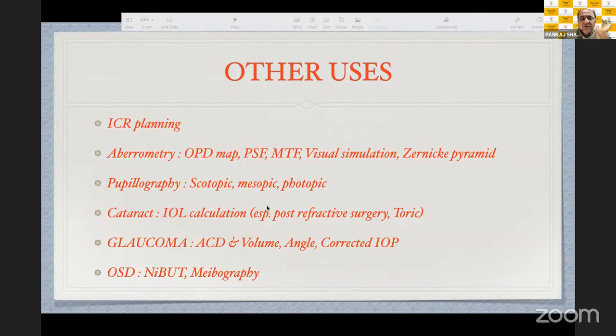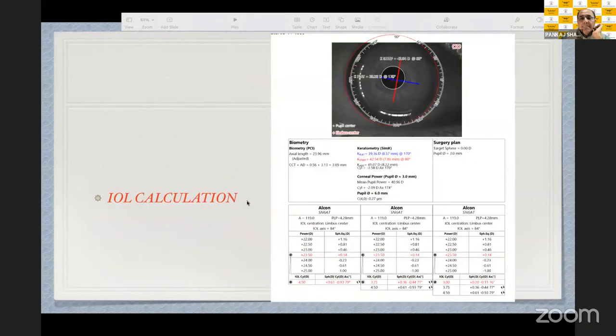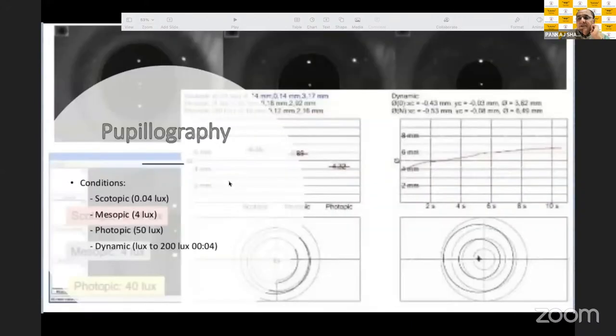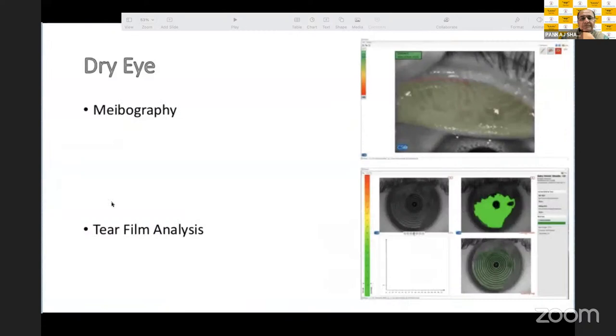Then IOL calculation, it has all the formulas for post-refractive surgery, toric IOLs. Glaucoma, it can calculate the anterior chamber depth, volume, angle, corrected IOP, and also the ocular surface, non-invasive BUT, and meibography. So IOL calculation, I don't think we should go into that. Glaucoma summary, how much correction you need to do, what is the corneal thickness and angle of the anterior chamber. Pupillography, the intensity of light of those placido rings is increased to get mesopic or photopic pupil size. And dynamic, it sees the actual reaction of the pupil.